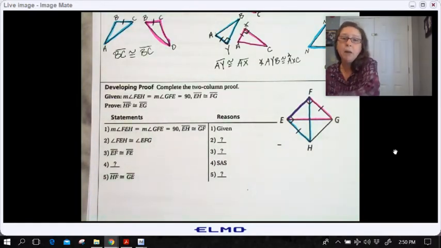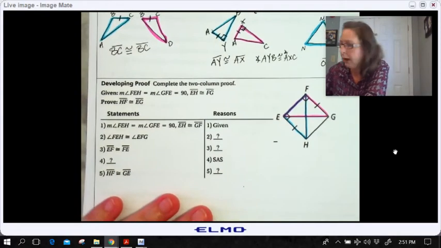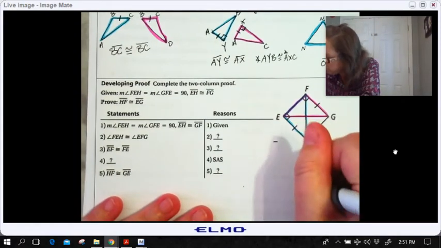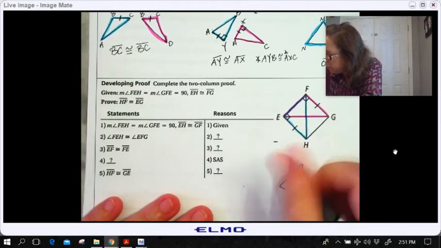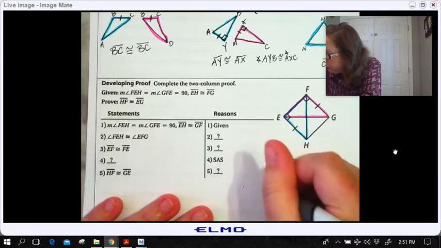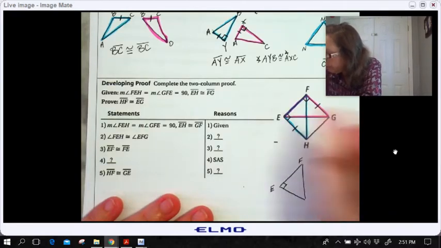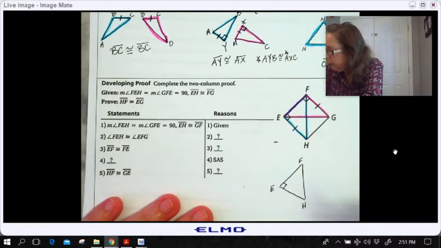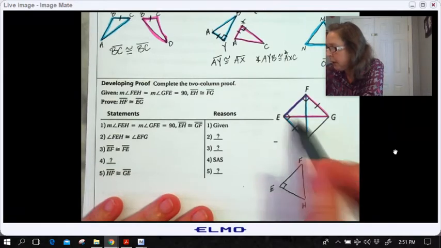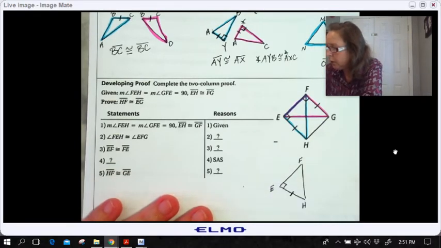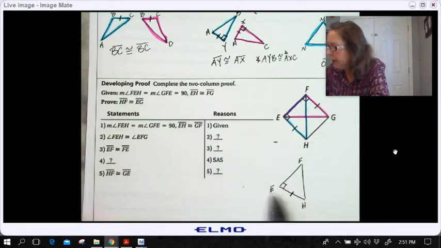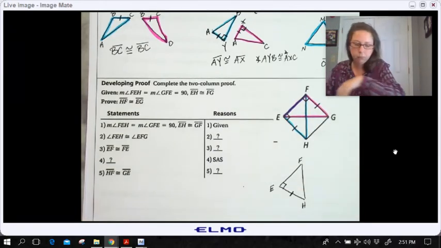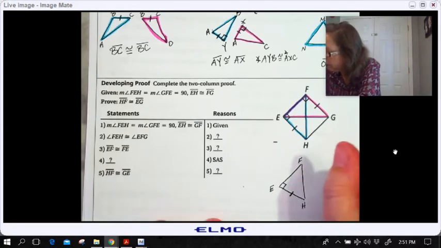So the first thing that I'm going to do is separate these two triangles, okay? So mine might not be perfect, but I'm going to try. So there's E, there's F, there's H. They said that that was a right angle, and I'm about to get to that, but EH is going to be congruent to FG, okay? So let's try to draw the other triangle.